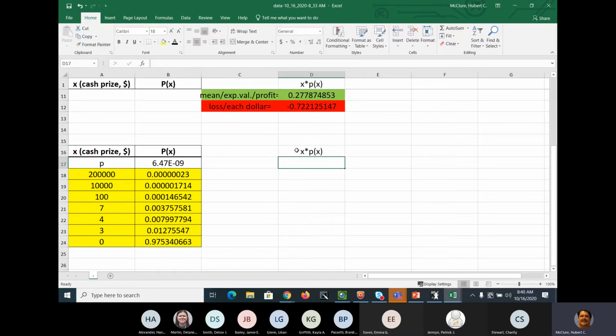Now, the first one is going to be, if I can remember correctly, 0.00000000 ... how many is that? 7864 p. And then these will be this times this, and I'm going to copy those down.